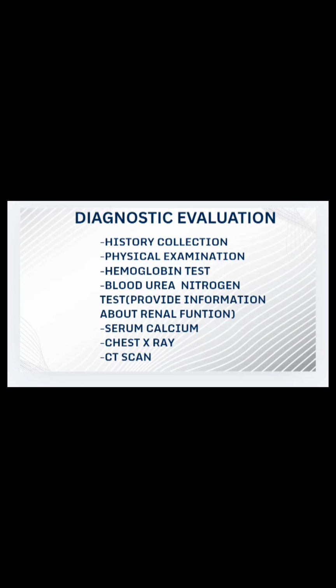Coming to the diagnostic evaluation of hypertension. History collection, physical examination, hemoglobin test, blood urea nitrogen test. Blood urea nitrogen test provides information about renal function, how the kidneys are functioning. Serum calcium, chest X-ray, and CT scan. These are the diagnostic evaluation of hypertension.